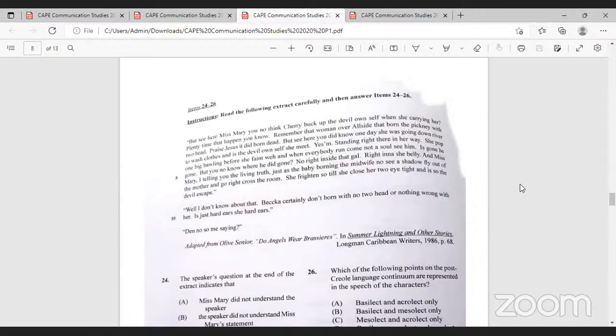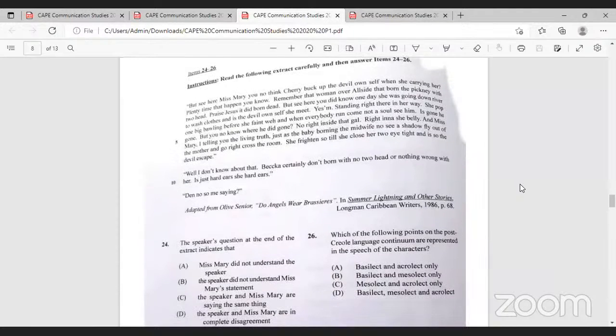And Miss Mary are telling you the living truth, just as the baby born in the midwife must see a shadow fly out of the mother and go right across the room. She frightens so till she closes her two eyes tight, and is so the devil escaped. Well, I don't know about that, because certainly don't born with no two head or nothing wrong with her. It's just hard as she hard is. Then no some is saying, so yeah, everybody can see the extra.